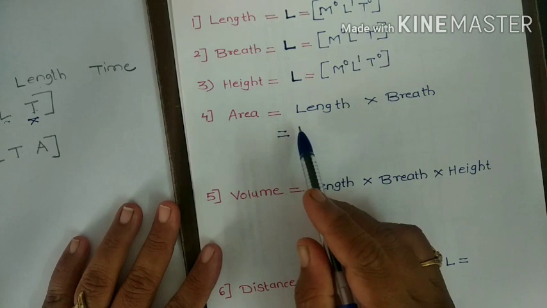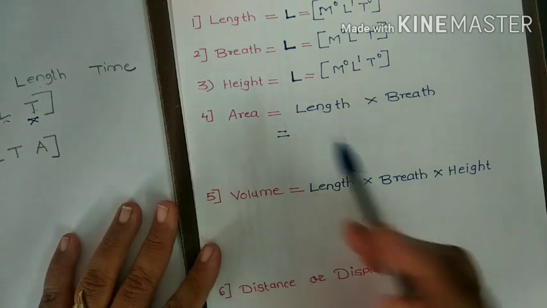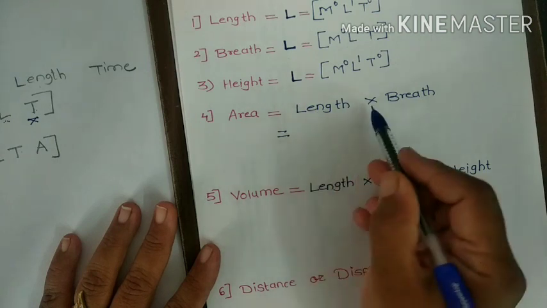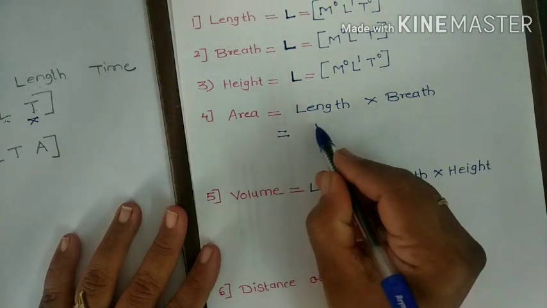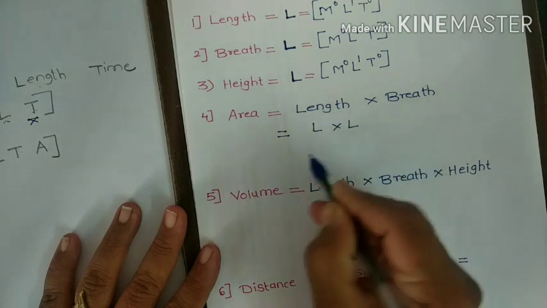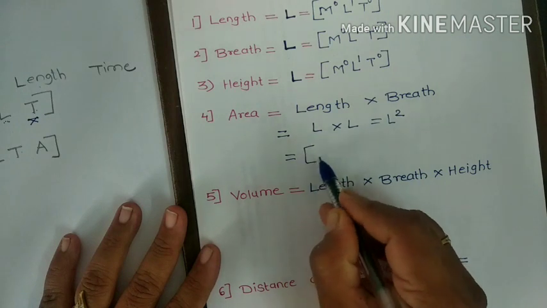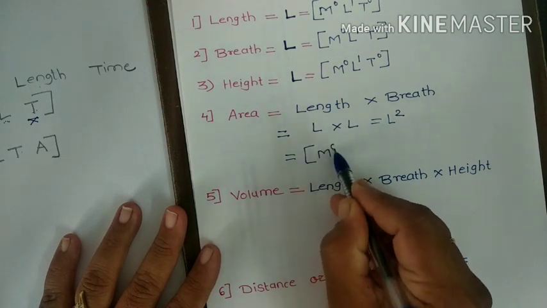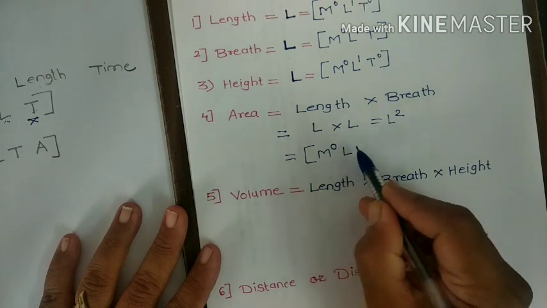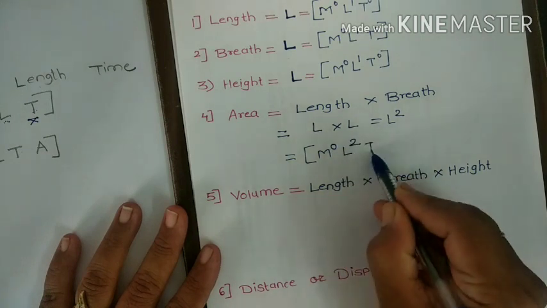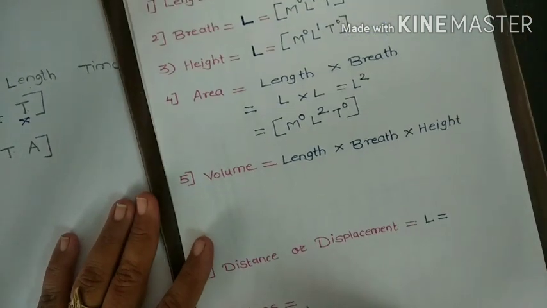For finding the dimensions of area, we have to take length into breadth. That is the formula for finding area. That is L into L, that is L square. That's why the dimensions are: M is not required, so that is M raised to the power 0, L raised to the power 2, and T is also not needed, that's why that is T raised to the power 0.